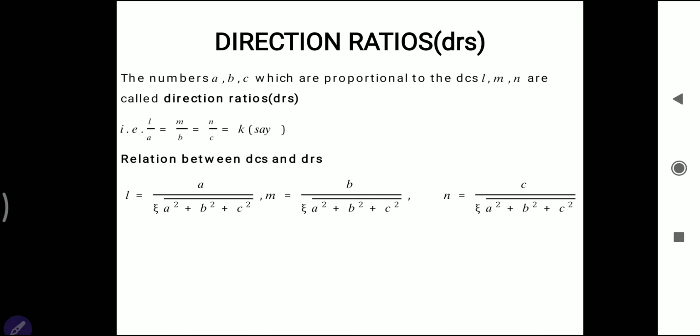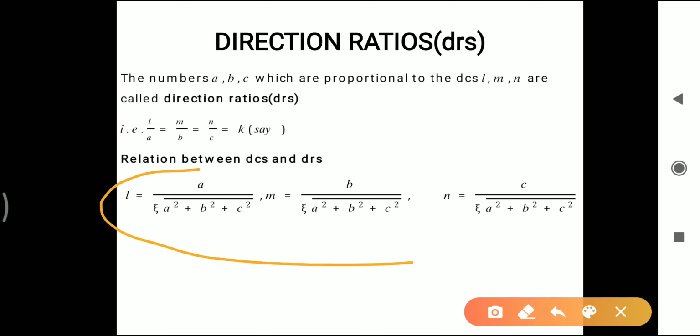So the next definition is direction ratios. The numbers a, b, c which are proportional to the direction cosines are called the direction ratios. Since they are proportional, l upon a equals m upon b equals n upon c equals some constant k. And this is a very important thing: the relation between direction cosines and direction ratios.